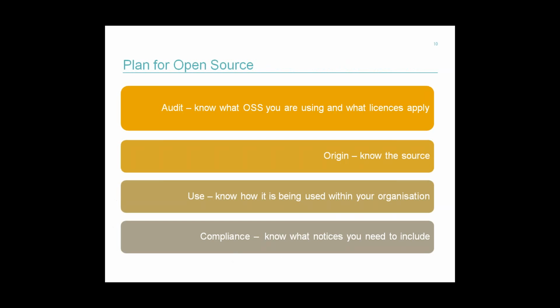So from a practical perspective, this is just a bit of a high-level summary of the things you should be asking. Know what open source you're using and what licenses they come under, and this can be audited. There are organisations out there like Black Duck that can run another computer program over your entire system to help identify whether or not there's any open source code in the code that's been delivered to you. Know the origin of the source.